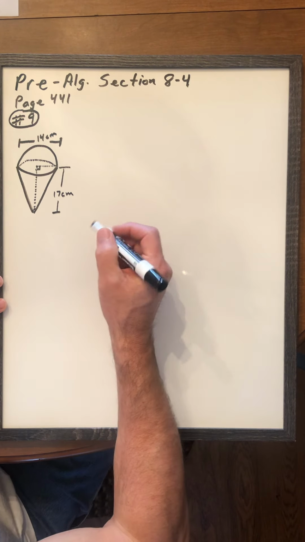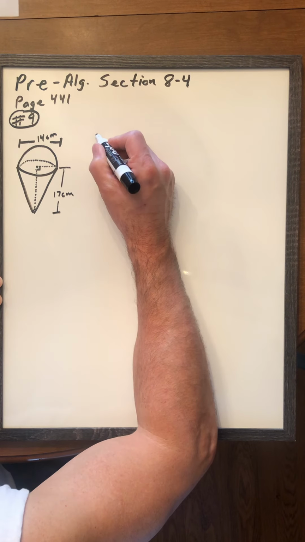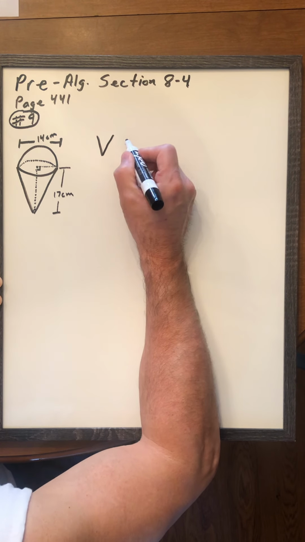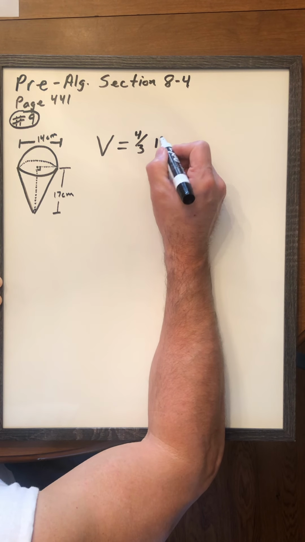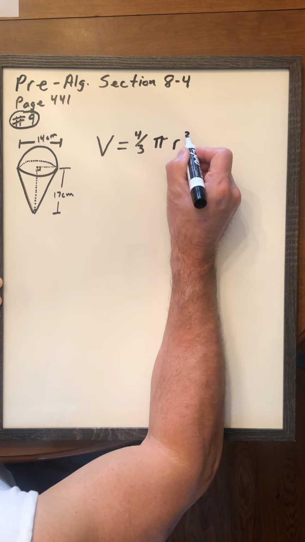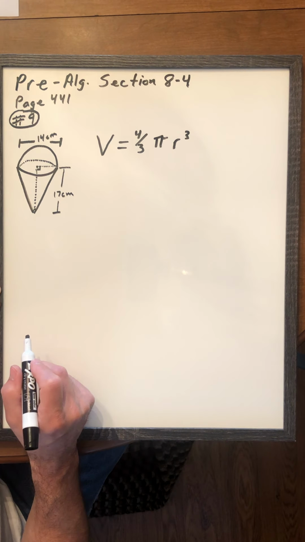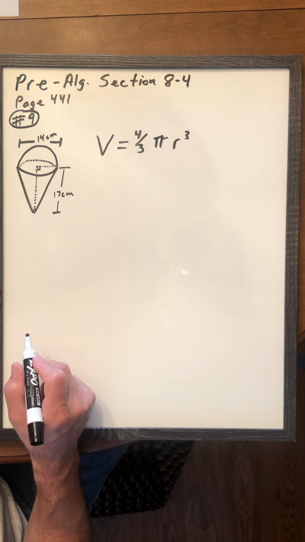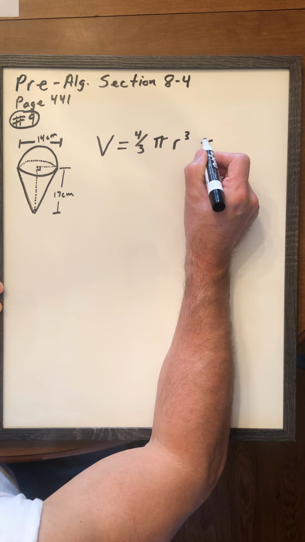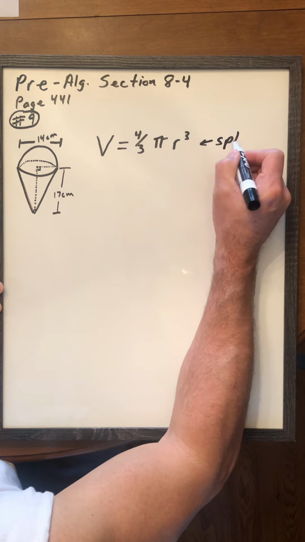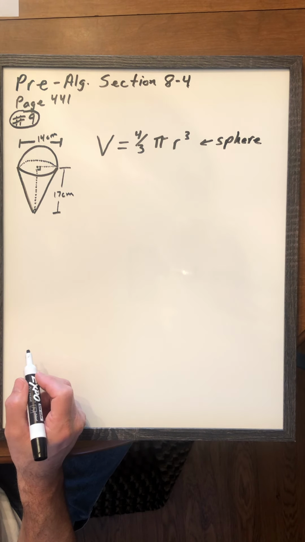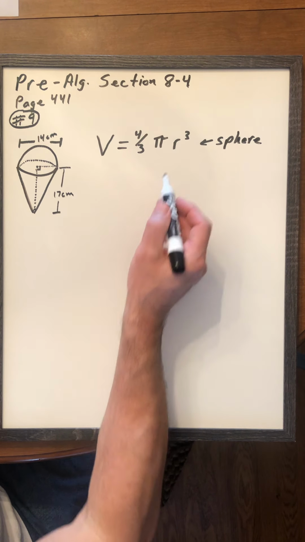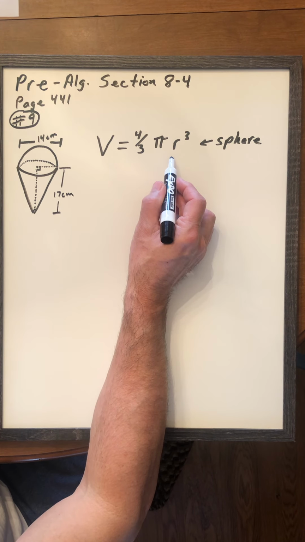So first of all, we're going to find the volume of the sphere. And so I need to always start by writing the formula. The volume of a sphere is equal to 4/3 pi r cubed. So volume equals 4/3 pi r cubed. That is for a sphere. All right. And so what I need to plug in, I've got to know the radius.